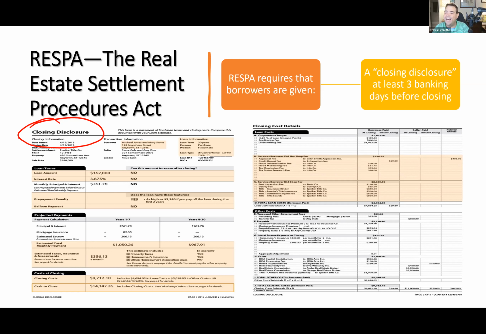Folks, this did not happen prior to 2007, 2008. It simply didn't happen. Borrowers often showed up to closing having no idea what kind of closing costs they were going to be expected to pay that day. That's crazy. No idea.